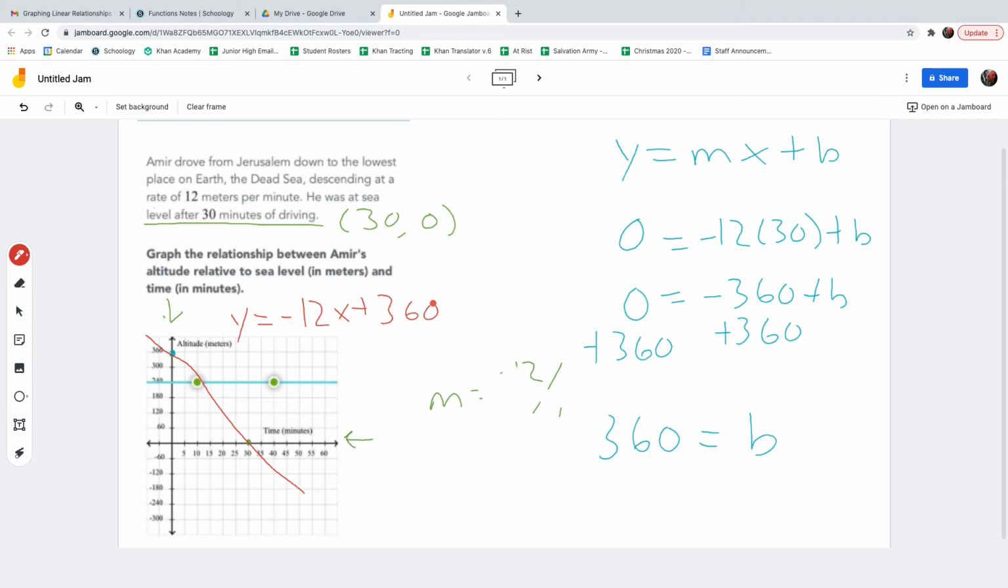Another way you could have done it is by using the slope value we talked about here. By using this point right here, we could have gone down 12 and over 1, down 12 and over 1, and so forth, and just kept that slope. Then I would have had that same line. But the easiest way is to do it algebraically. Know your slope, know your point, then plug it in and solve for your y-intercept. Hopefully this helps you out.